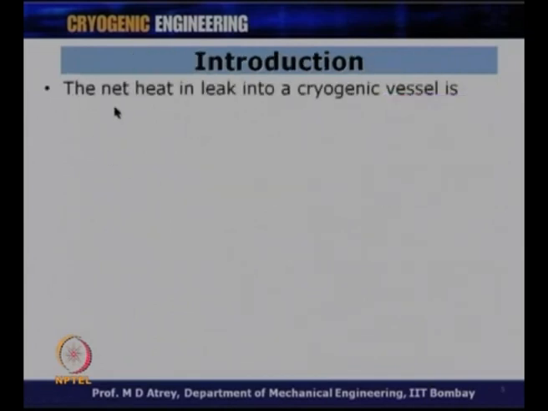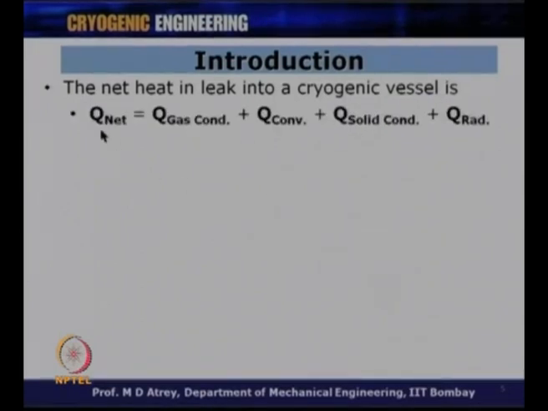We know that the net heat inleak into a cryogenic vessel is due to various mechanisms of heat transfer. So, I can write Q net, the net heat inleak in a cryogenic vessel will be because of Q gas conduction, Q gas convection, Q solid conduction and Q radiation. This is also what we have seen in cryogenic insulation. And if I produce good vacuum, the gas component can be completely ruled out. It will not be present over there.